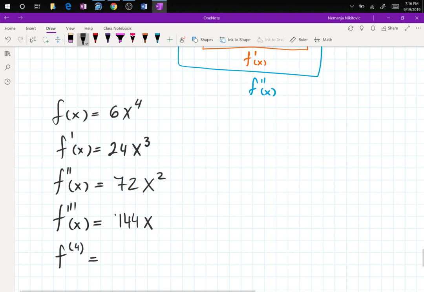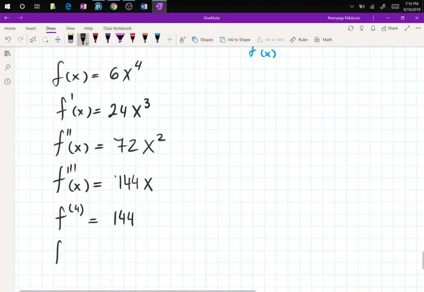I just want words first. Wow. The first derivative of the third derivative. Yes, the fourth derivative is the first derivative of the third derivative. Good. So 144. What's the fifth derivative?